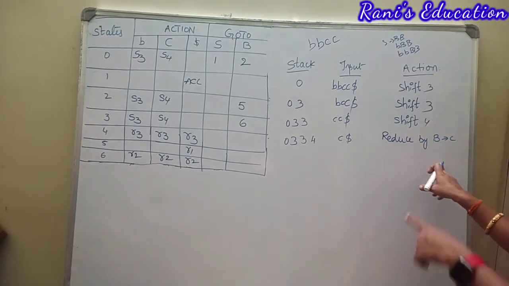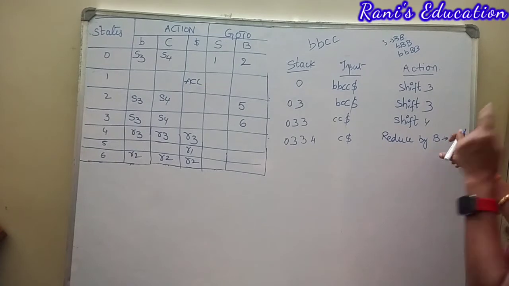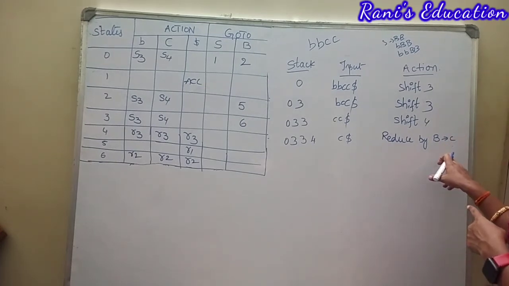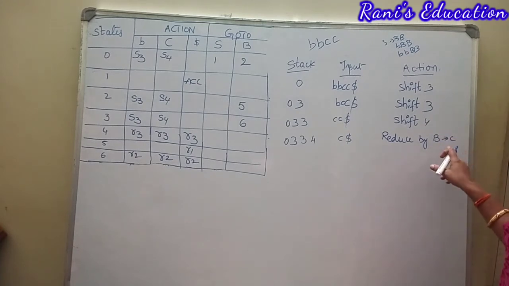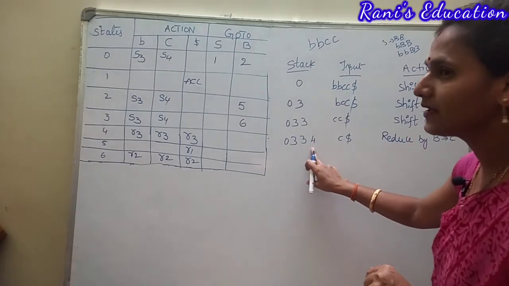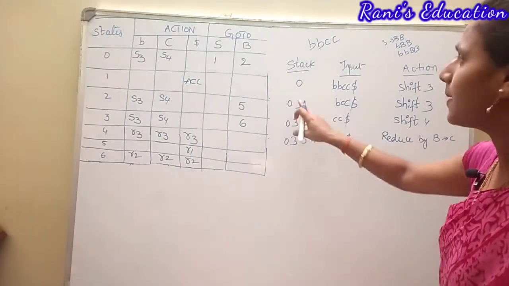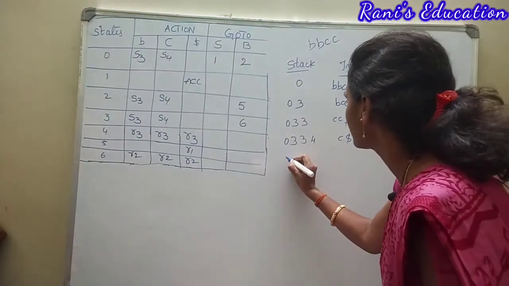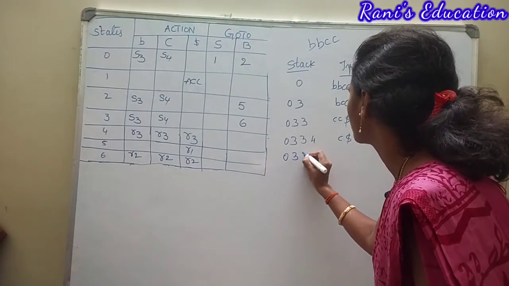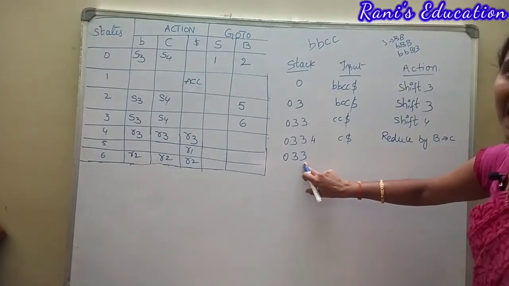Now, when the reduction appears, we have to check the length of the reduced production body. What is the length of the RHS of this reduced production? That means how many symbols are there in the RHS? Only one symbol. That means only one symbol is going to be popped from the top of the stack. The stack becomes 0, 3, 3. Now the top of the stack is 3.